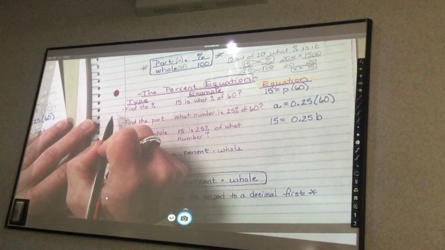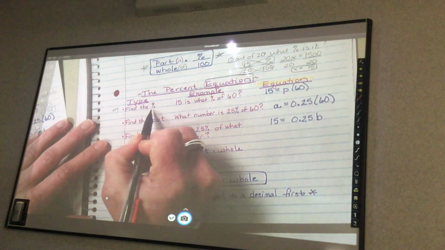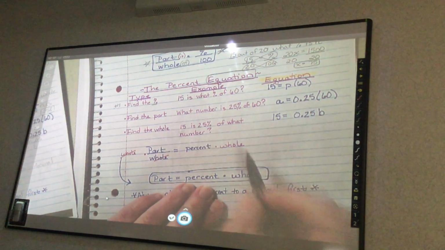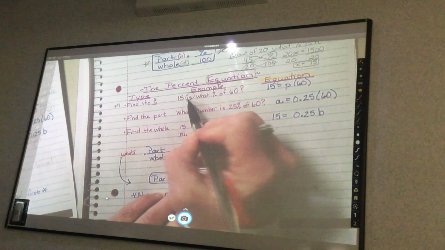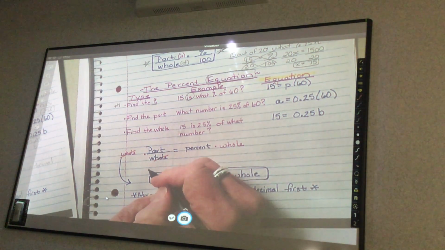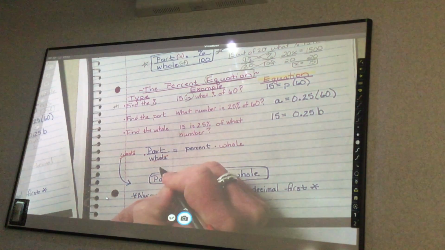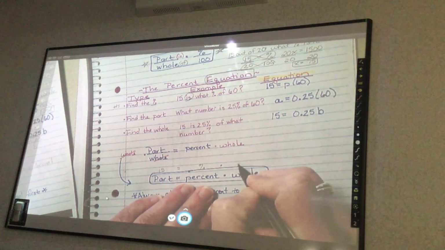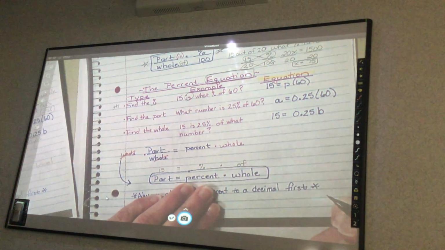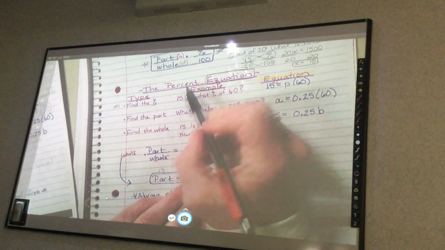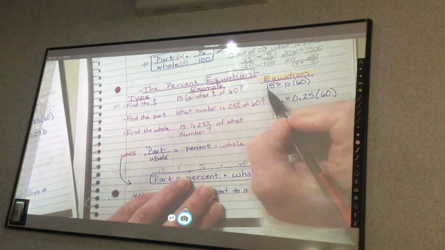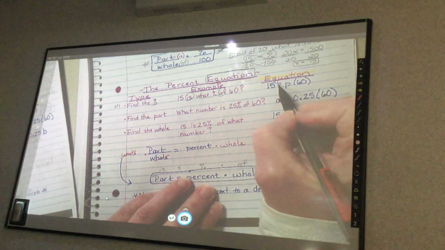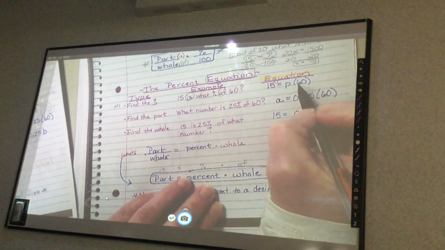So here's the first example. We need to find the percent. We're looking down here, this is our formula. So 15 is, and the part, part would be my is, equals percent times the of. That's kind of what it is. So 15 is, so that is part. What percent of 60? So 15 is what percent of 60?